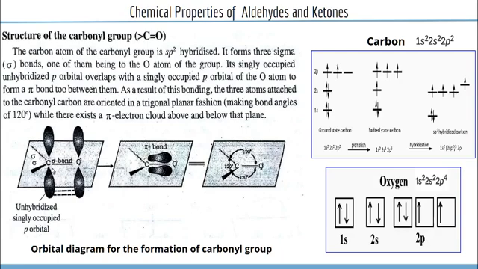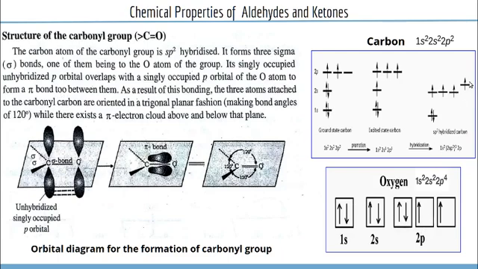So this sp2 hybridized carbon, that means three sp2 hybridized orbitals, form three sigma bonds with the neighboring atoms, one with oxygen and the other two with the substituent groups R, aryl, or a hydrogen atom. Then this carbon has one unhybridized p orbital. Its singly occupied unhybridized p orbital overlaps with a singly occupied p orbital of the oxygen atom to form a pi bond between them.